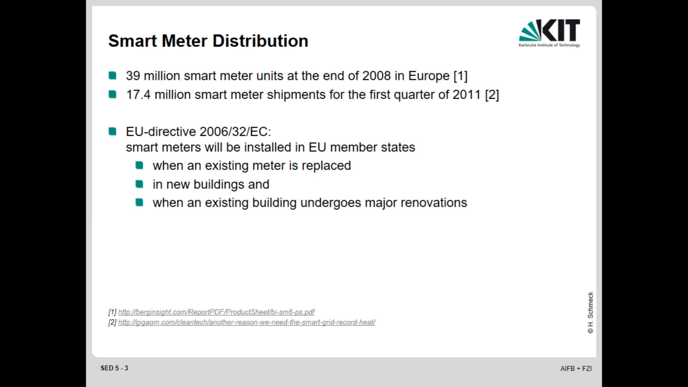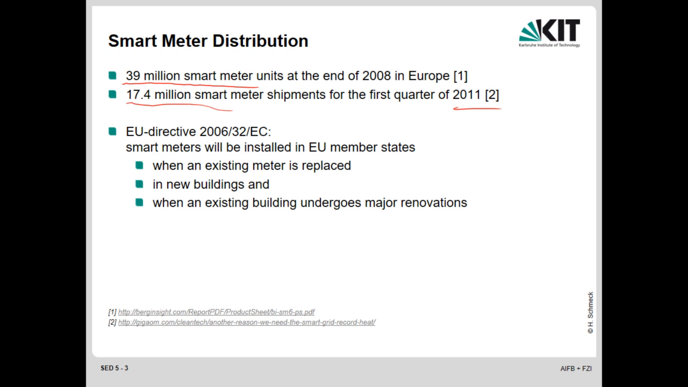Smart meters are being rolled out in Europe, and at the end of 2008 in Europe we had something like 39 million smart meter units, mainly in Italy, in Finland, Sweden, Denmark, to some extent in the Netherlands, to some extent in Great Britain, but not in Germany. Only very few. And 17.4 million smart meters were announced to be shipped in 2011. I did not update this. I don't know how many smart meters we have at the moment.